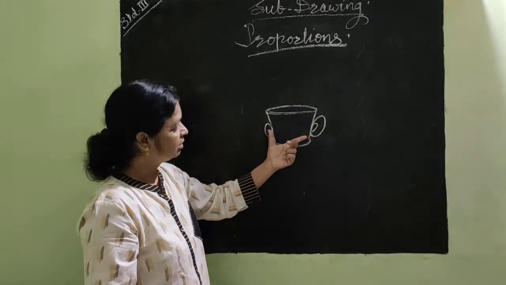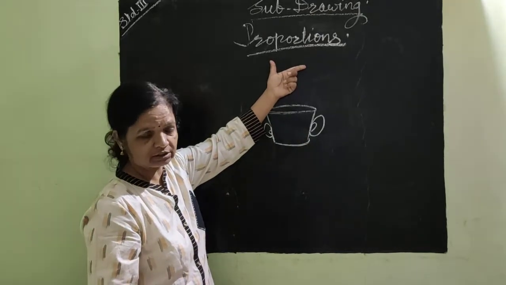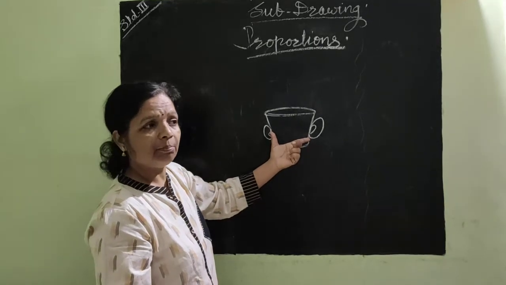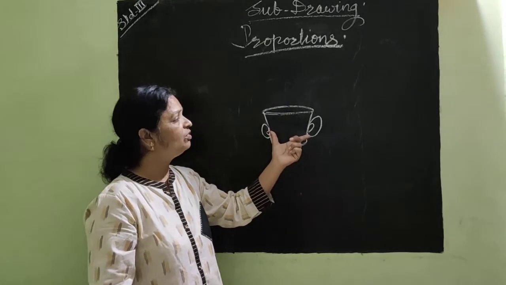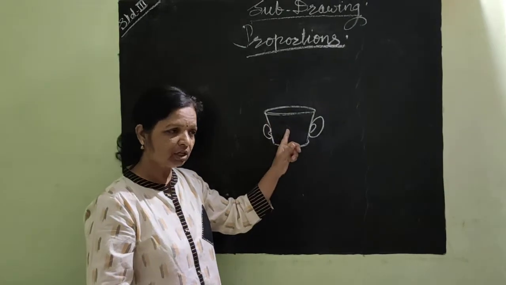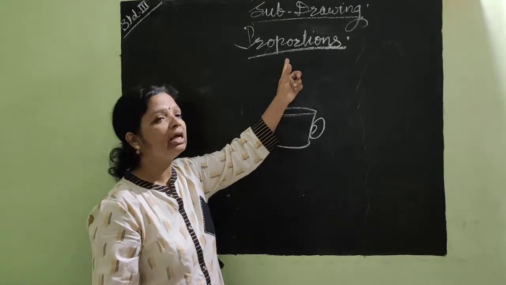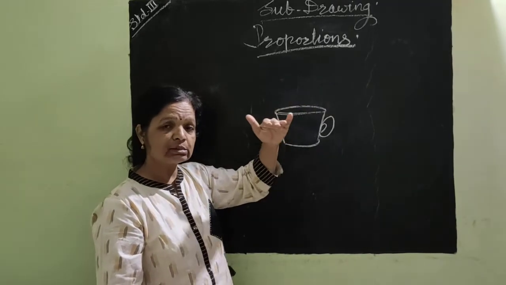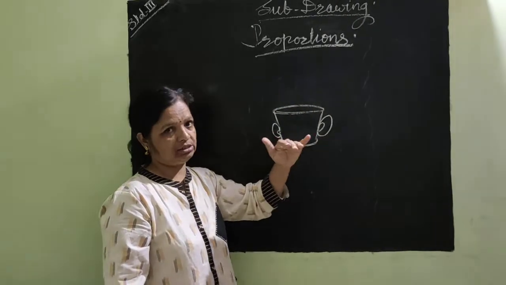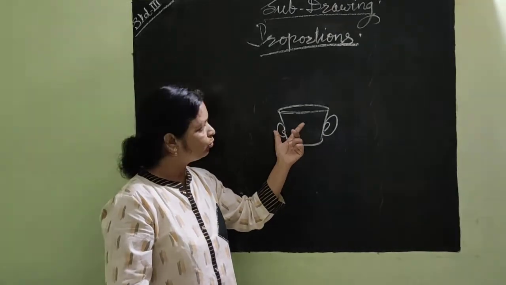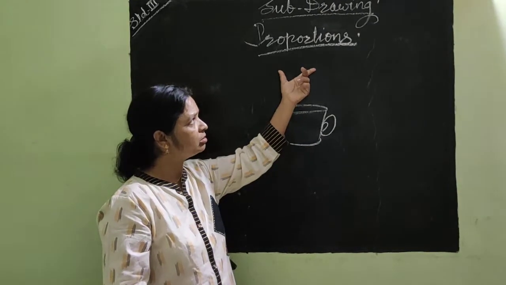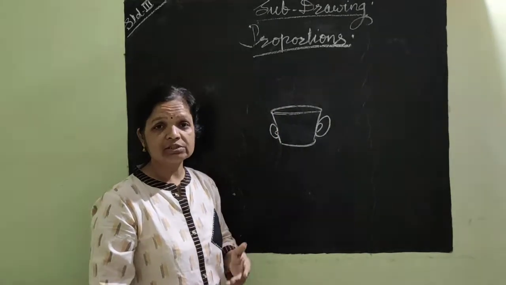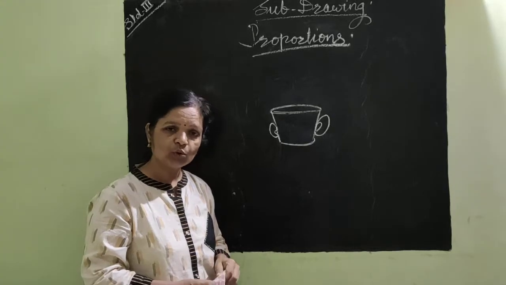Get it? So what does proportion mean? Proportion means a balanced position of the elements of that particular thing. Proportion refers to balanced elements of that thing. So we will see what proportion is with the help of some more examples which are given in your textbook. So come to the textbook.